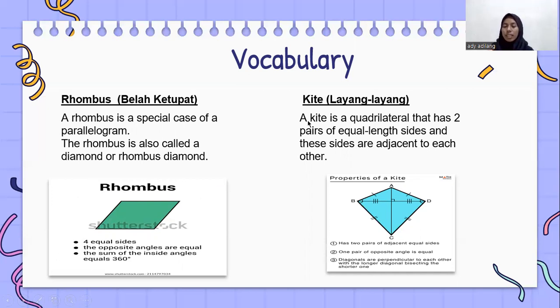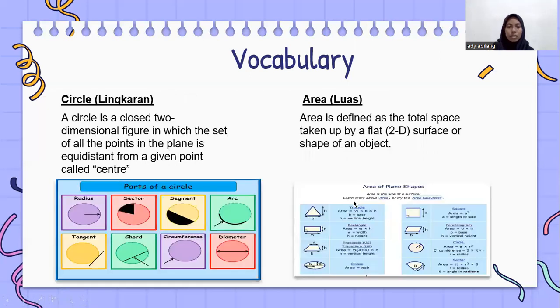Next, kite or layang-layang in Indonesian language. A kite is a quadrilateral that has two pairs of equal length sides, and these sides are adjacent to each other. The picture below shows the properties of the kite and the shape of the kite.